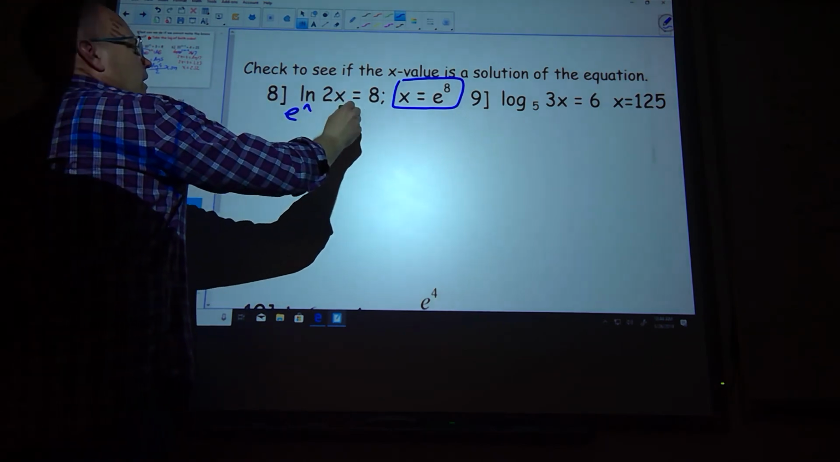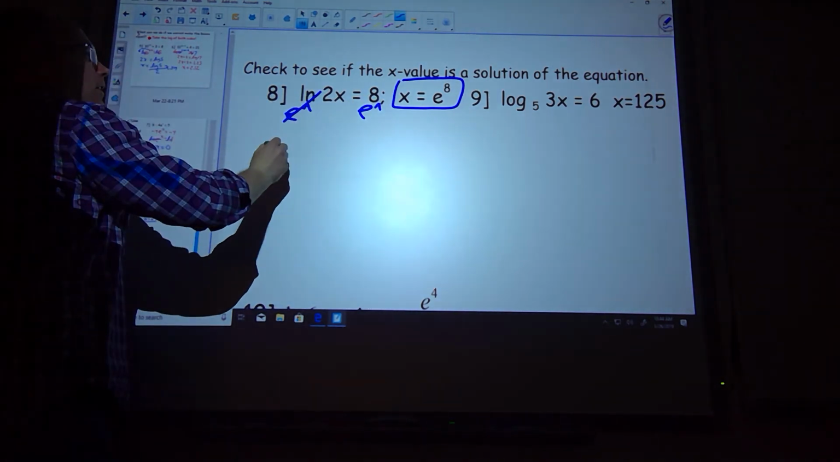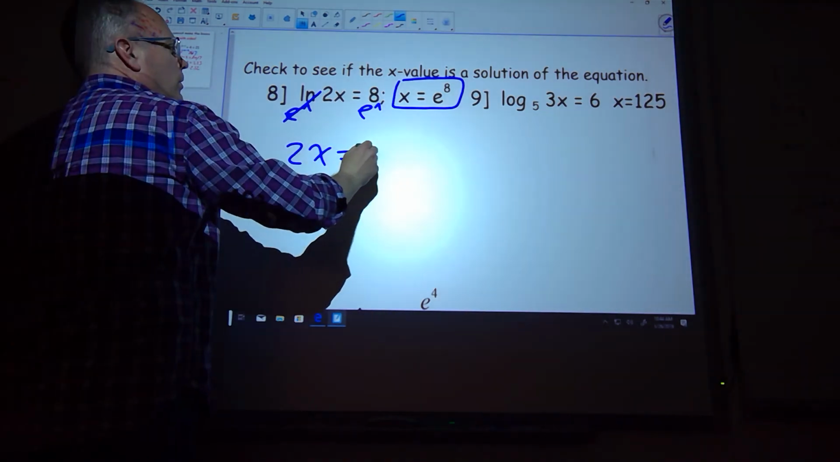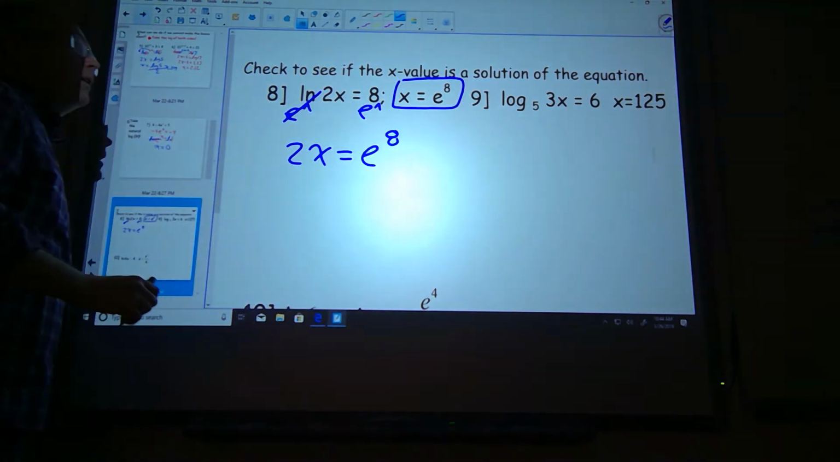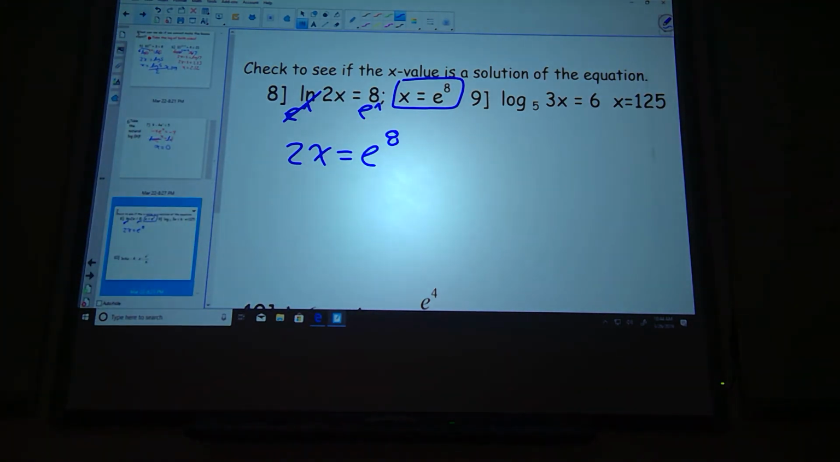e raised to the, those cancel, so I get 2x is equal to e to the 8. Is that the solution? No, why not? Well, 2 times x is equal to e to the 8. So x can't equal the exact same thing that it is when I double it, unless it was 0, but it wasn't. So is this a solution? No.